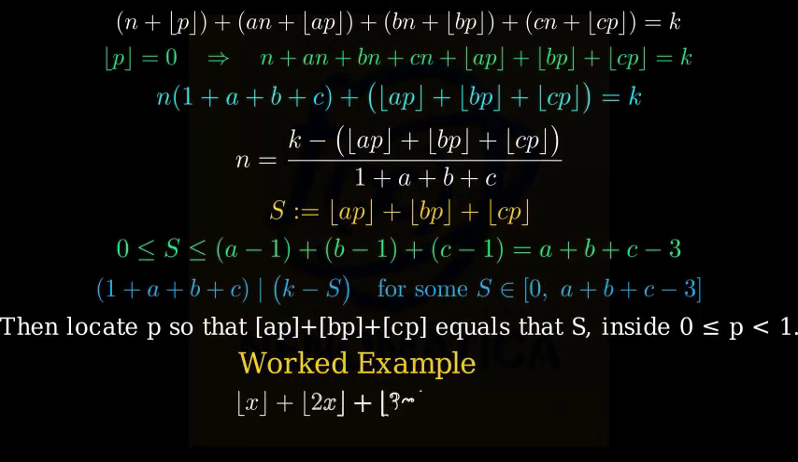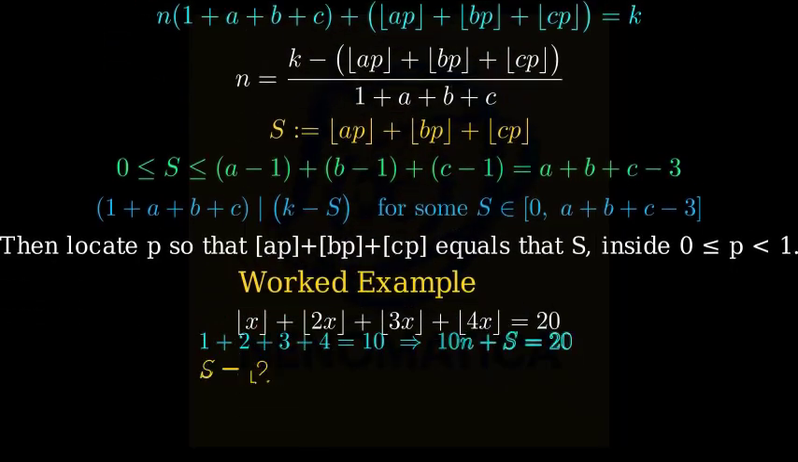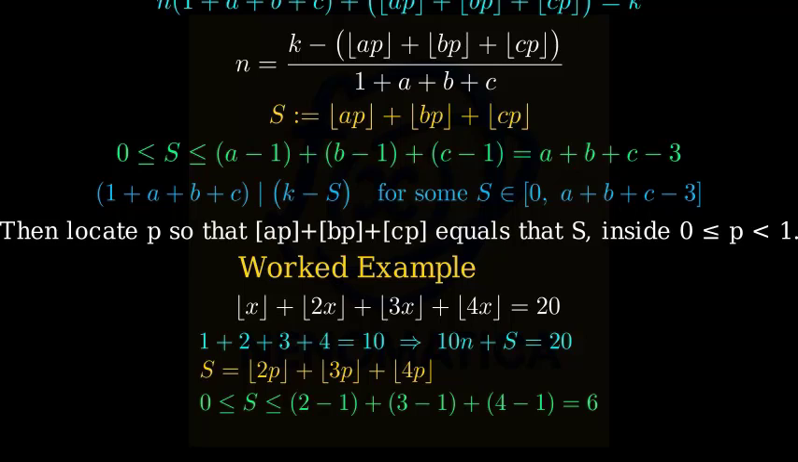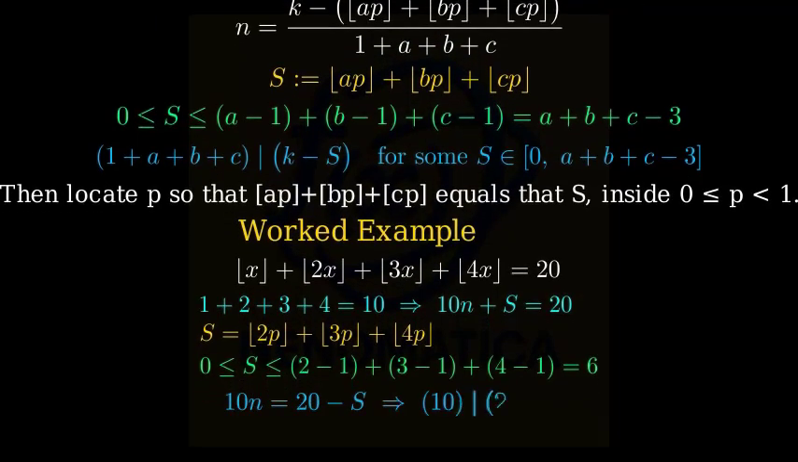Suppose floor of x plus floor of 2x plus floor of 3x plus floor of 4x equals 20. Using x equals n plus p, the integer parts give 10n because 1 plus 2 plus 3 plus 4 equals 10. The fractional floors contribute S equals floor of 2p plus floor of 3p plus floor of 4p, which can range from 0 to 6. So 10n equals 20 minus S. We need 20 minus S to be a multiple of 10.